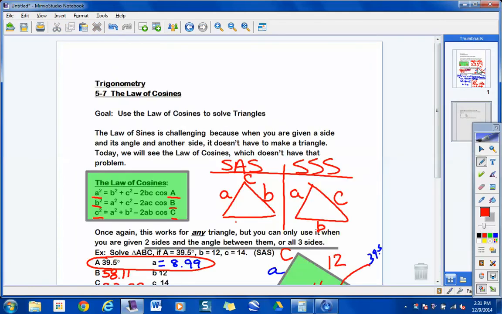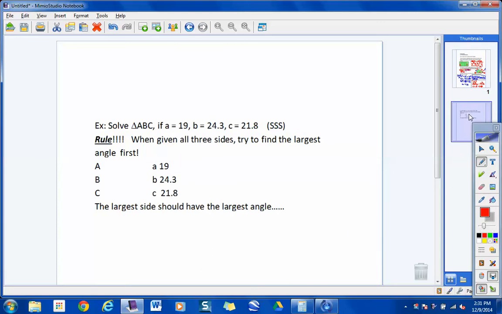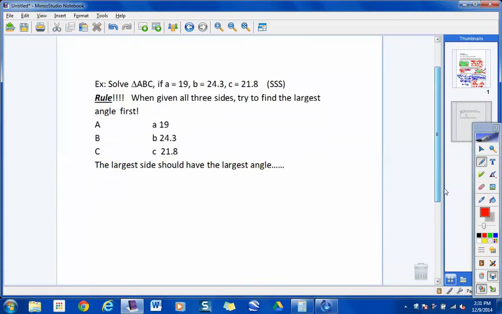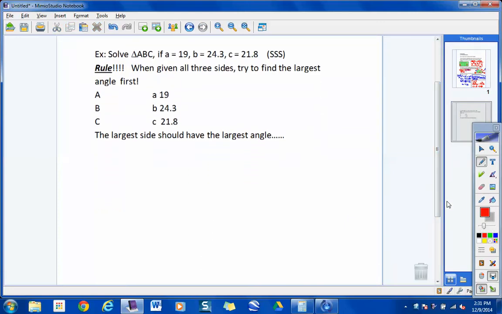Next page. Did you guys have all that down? Okay. Second page here. Here's an example. It says solve triangle ABC if you know the following. Side A is 19, side B is 24.3, and side C is 21.8. So what three things am I giving you this time? Three sides. So this would be a side, side, side setting.